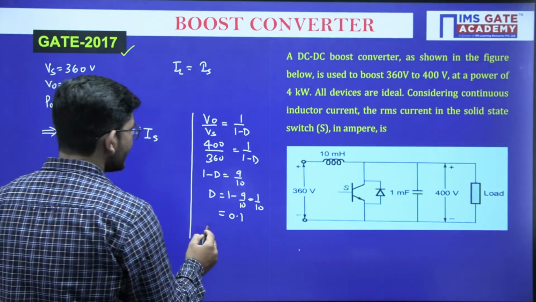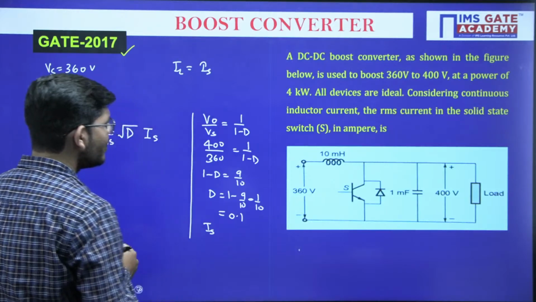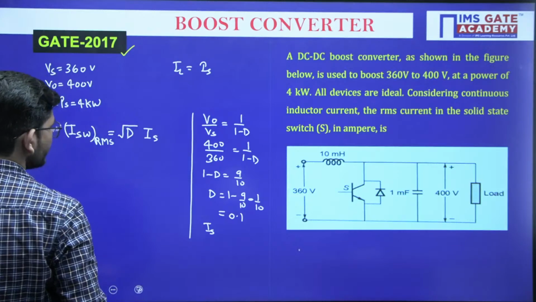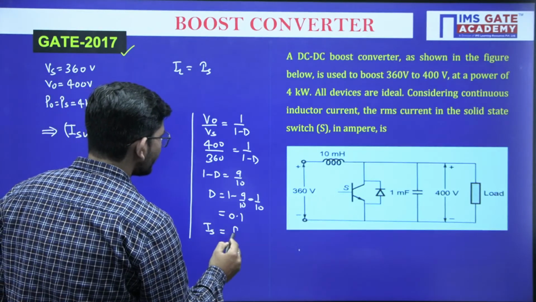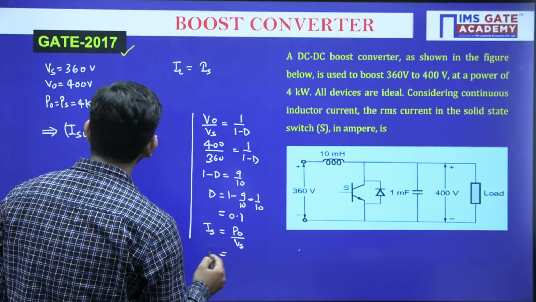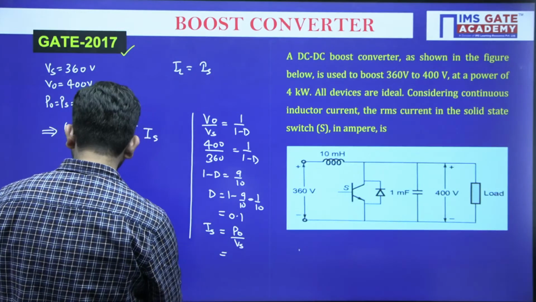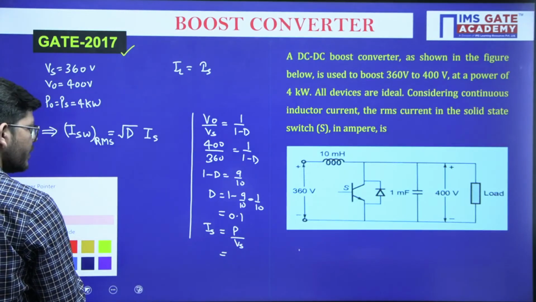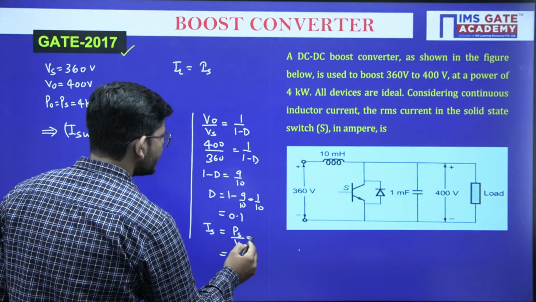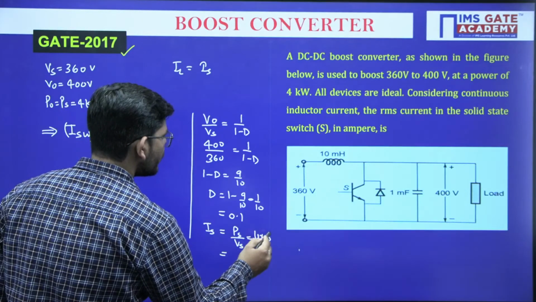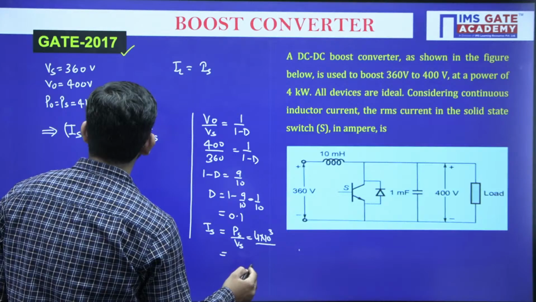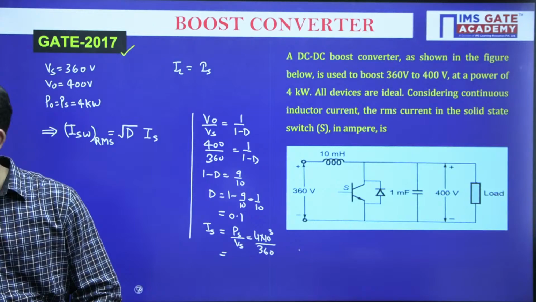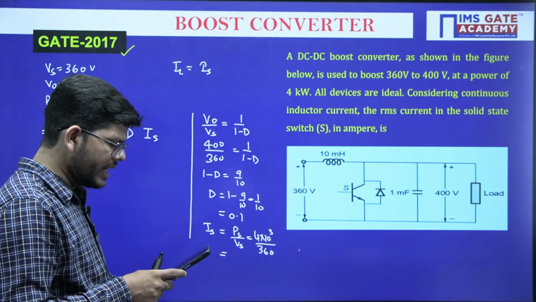Now what will be IS? How to calculate IS? For that, power is given to us, isn't it? So IS we can calculate from P0 divided by Vs. Actually, we can write PS here, not P0. PS is given as 4 kilowatt, 4 into 10 to the power 3, divided by Vs, which is 360. So what will be the value of IS? Just calculate.